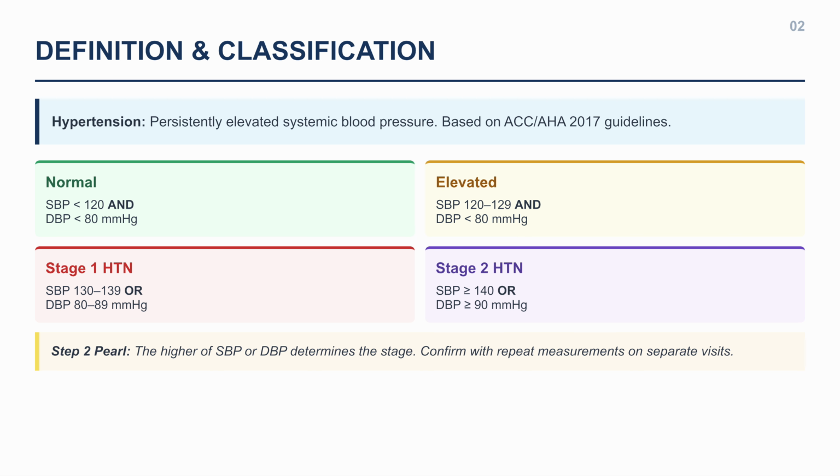Step 2 Pearl. Whichever number is higher, systolic or diastolic, determines the stage. Always confirm a hypertension diagnosis with repeat measurements on at least 2 separate visits.